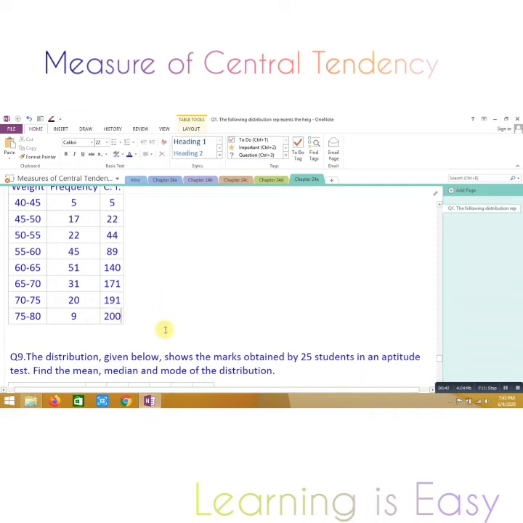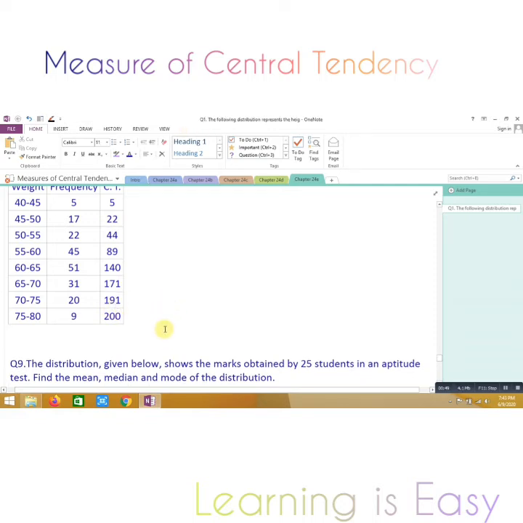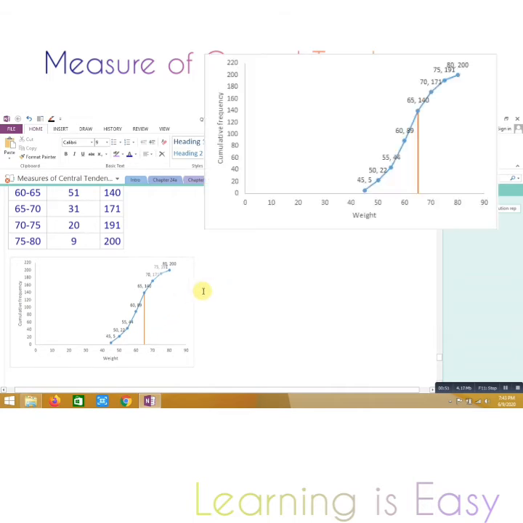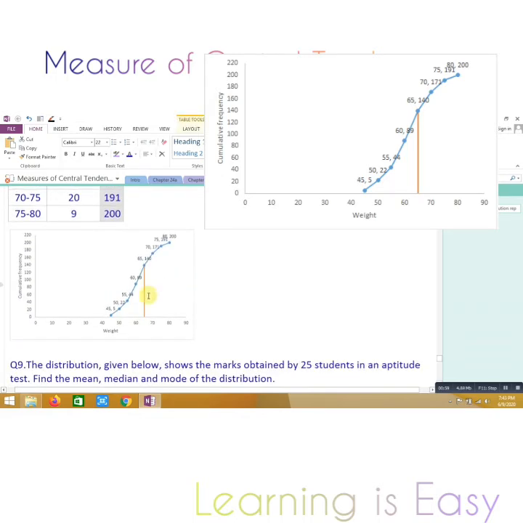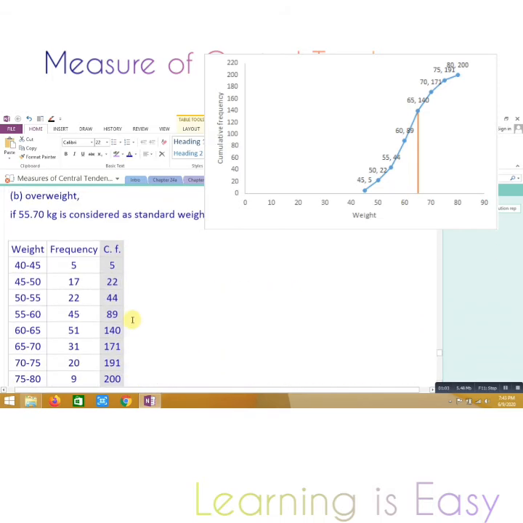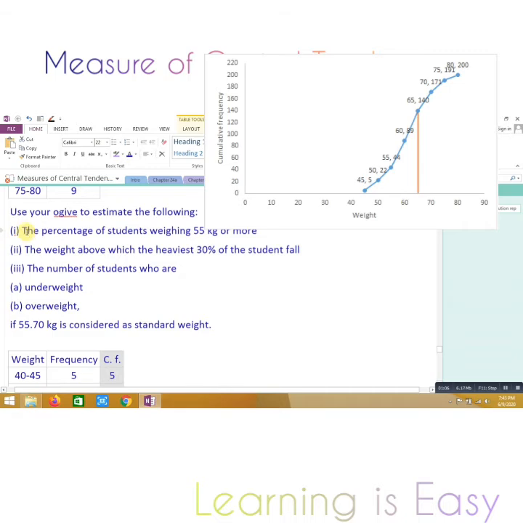We can draw a graph with weight and the cumulative frequency. So weight on x-axis and cumulative frequency on y-axis. This is the cumulative frequency graph we drew. So first we need to find percentage of students weighing 55 kg or more.